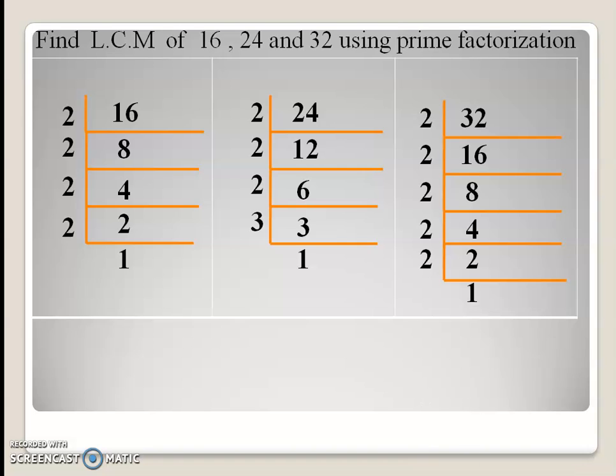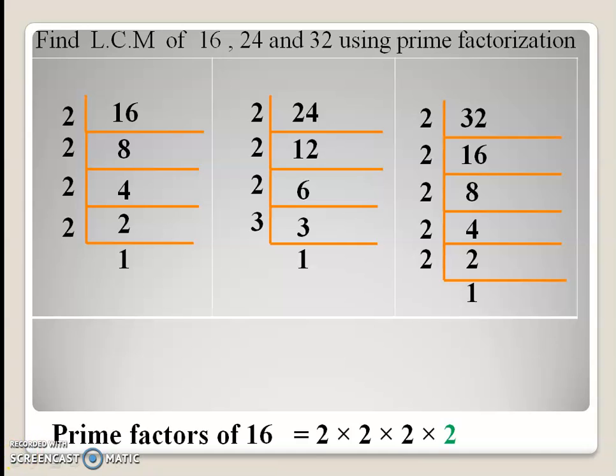Here please be careful students. Here see, all the remaining number is 1. So you are going to factorize until you get all the number 1. Okay, we will not stop anywhere. Now let's list out the factors.